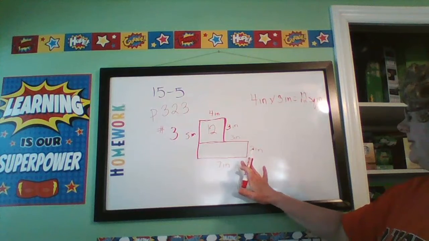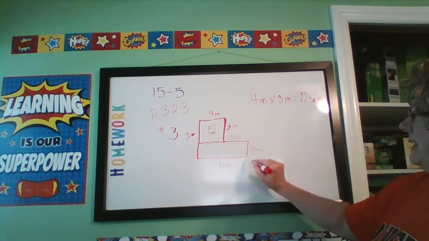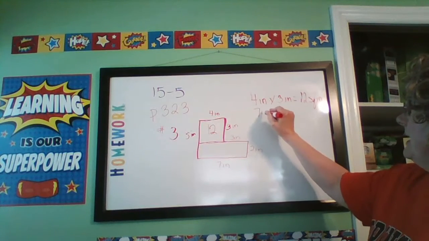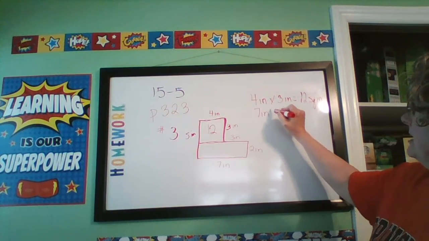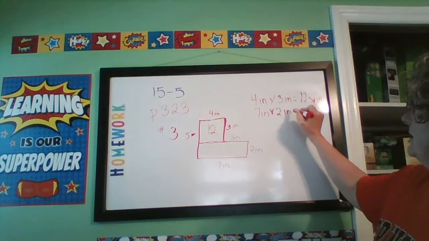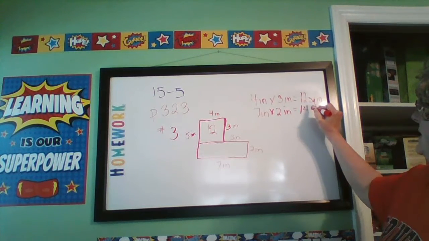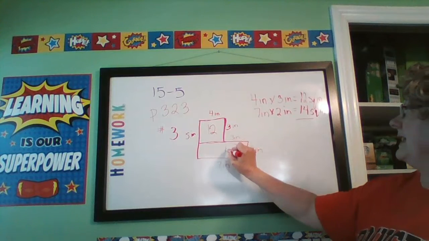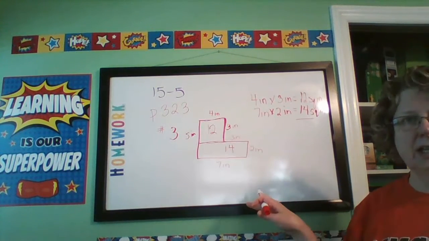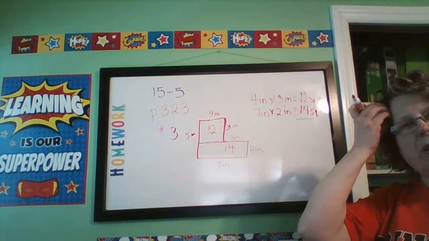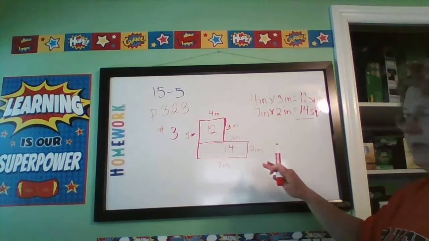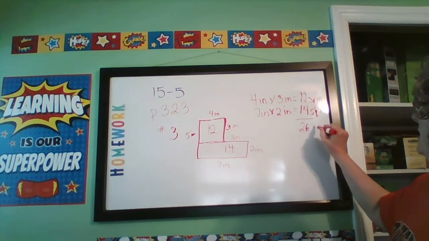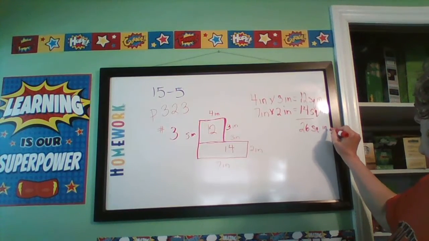Now I have this lower rectangle. It is 2 inches in the width and 7 inches in the length. So I'm going to take that 7 inches times 2 inches, and that's going to give me 14 square inches. In order to find the area of the whole thing, I have to add together the 2 areas of the rectangles. So I would have 12 plus 14 is 26 square inches.